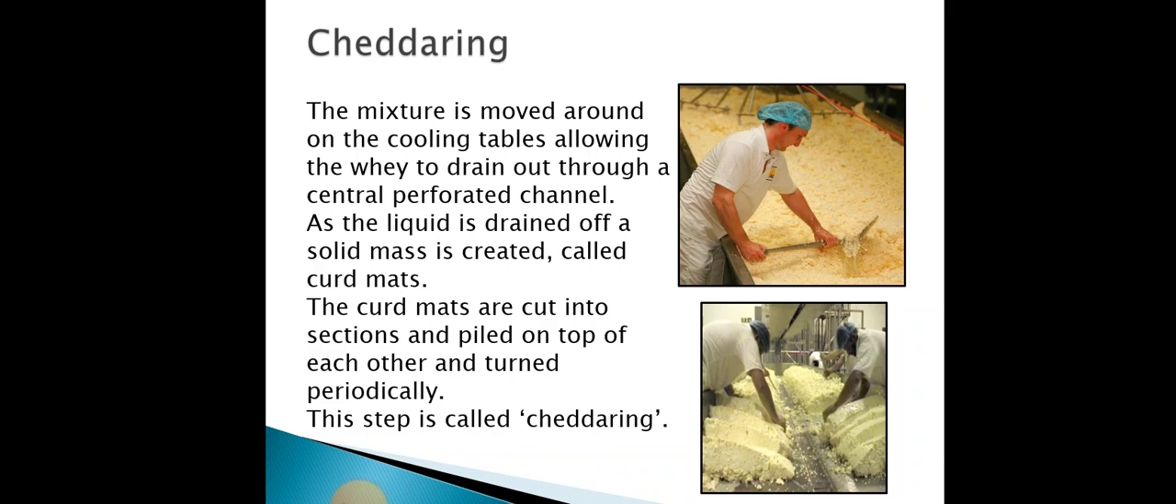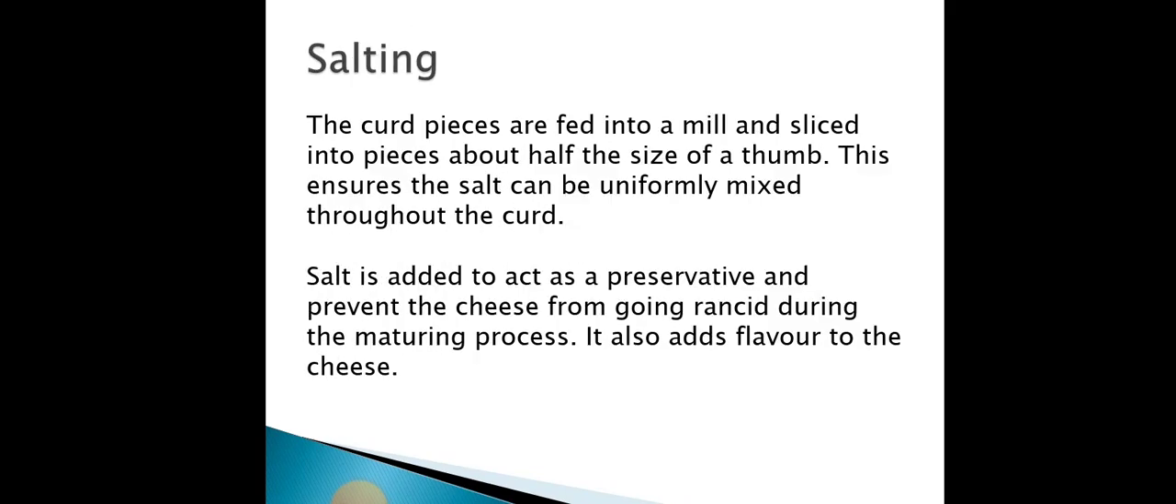Then these curd mats are cut into sections, piled on top of each other, and turned periodically for the complete removal of the whey. This process is called the cheddaring process. Now the next process is the salting process.